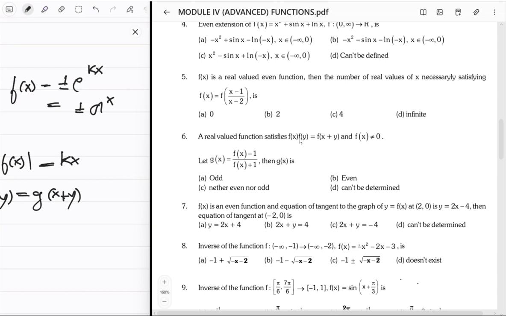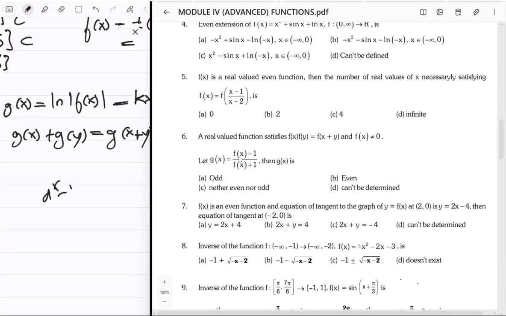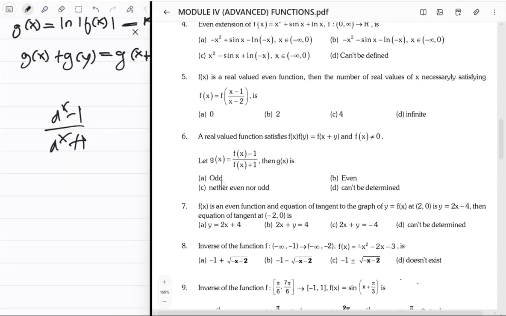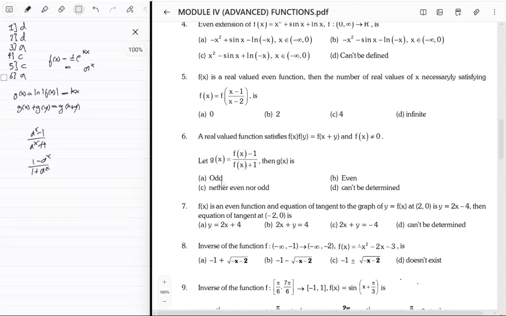And by the way, f of x times f of y is equal to f of x plus y. So if this is negative a power x, then that won't work. There's only one way: it should be positive a power x. Sorry, what am I doing? Then g of x is this thing, (a power x minus 1) upon (a power x plus 1). Guess what? It's odd. Just put negative x in there. It's going to be (1 minus a power x) upon (1 plus a power x), when you do all the algebra. Cool. Next question. Seventh.